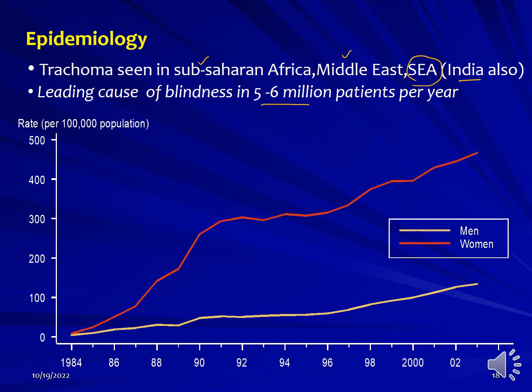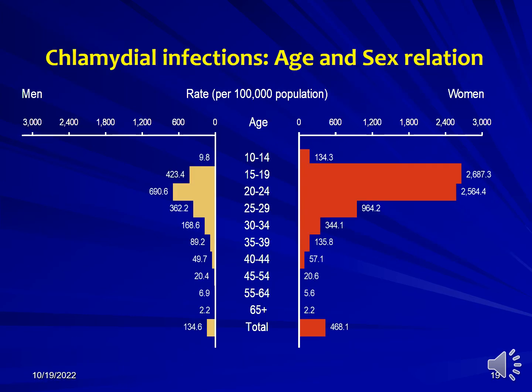And if you see, this kind of infection is very common among females when compared to males. So when compared to males, females very commonly suffer with this particular infection. And if you see the age and sex wise distribution, first we will see the age group. The age group is between 15 to 24 years. This is a common presentation. And when compared to men, females are commonly suffering with this kind of infection.